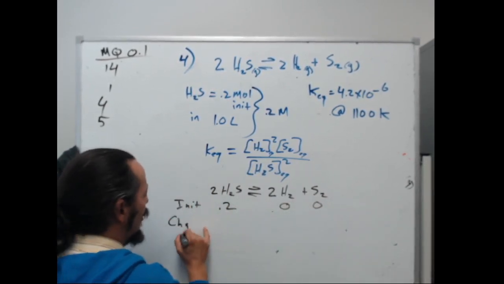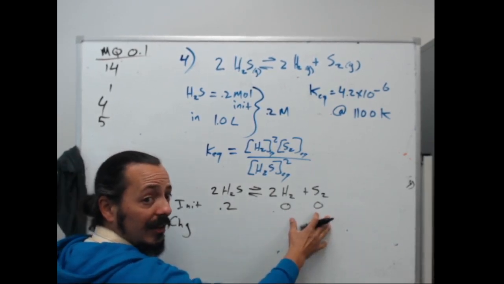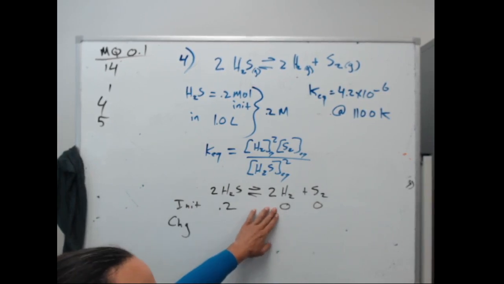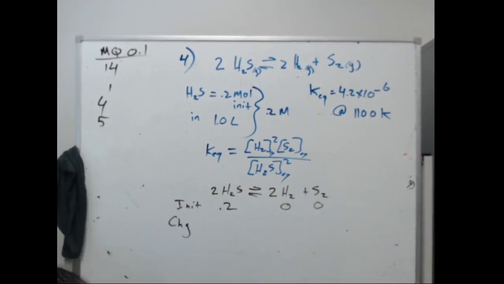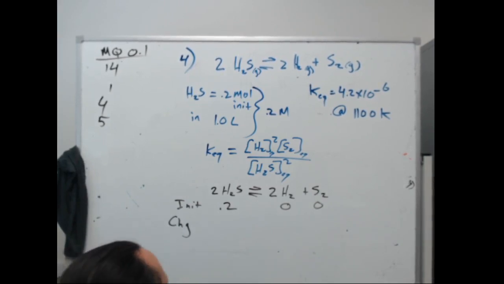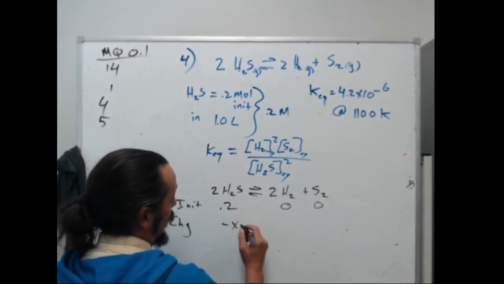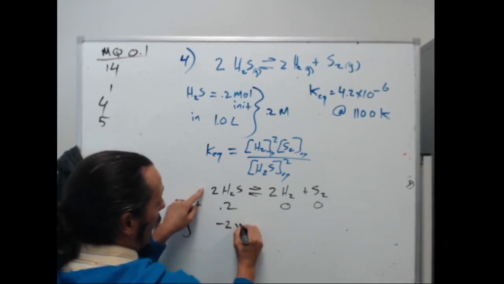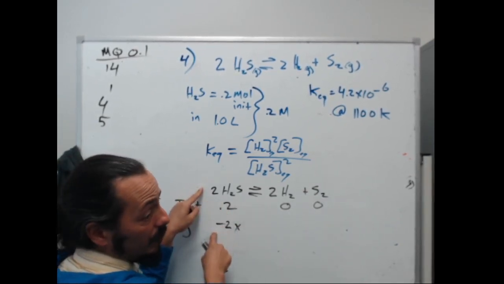My change, since I've got zeros here, I could do a whole Q versus KEQ thing, but I know Q is 0 because I've got 0 products. I can't have 0 products. The reaction has to proceed at least a little bit forward in order to reach equilibrium. So I'm going to have minus 2x, because this is happening stoichiometrically.